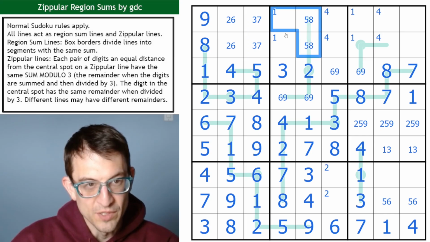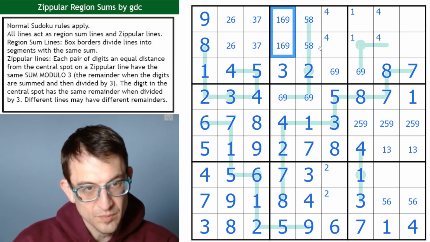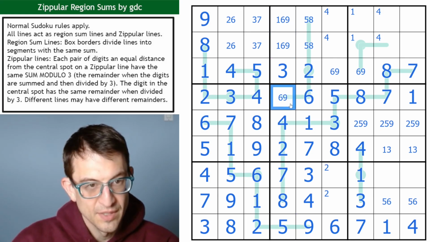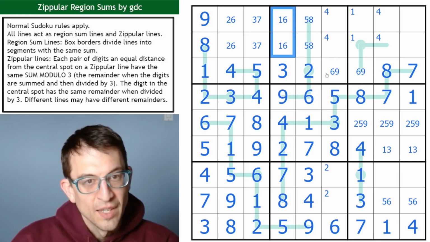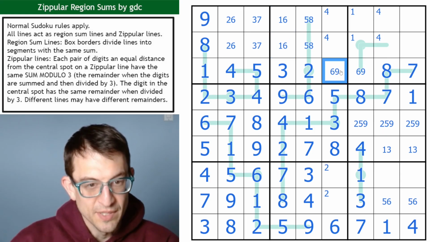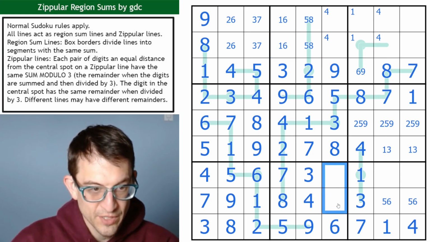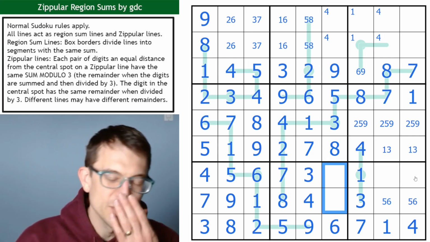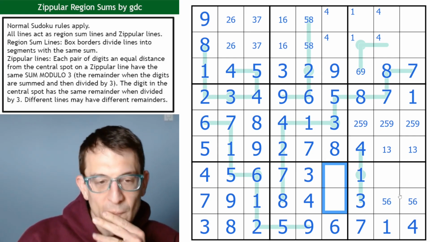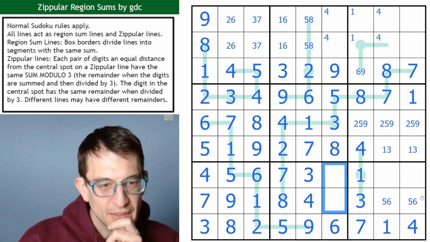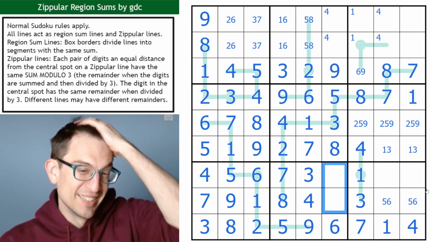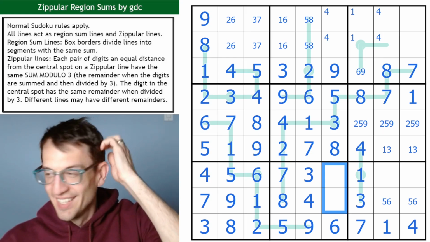This should be from 1, 6, 9. 9, 6, 9. 1, 6 makes this 9. I should know the other digit here. No, I broke it. Shoot. Oh no, what did I do? I don't know what I did.